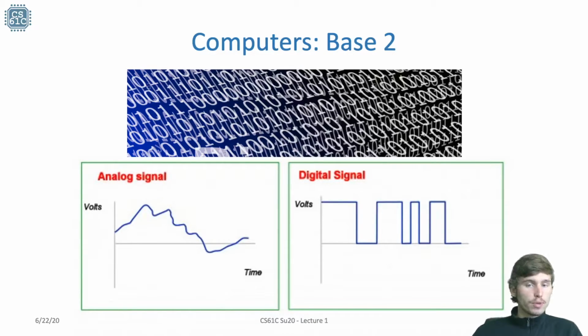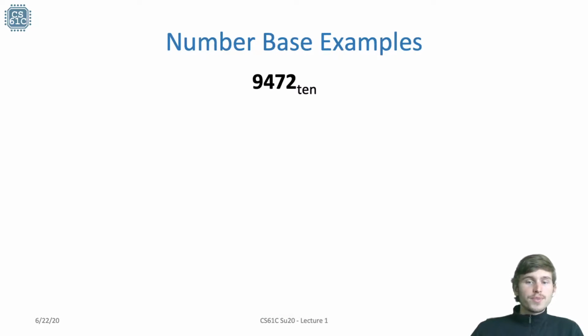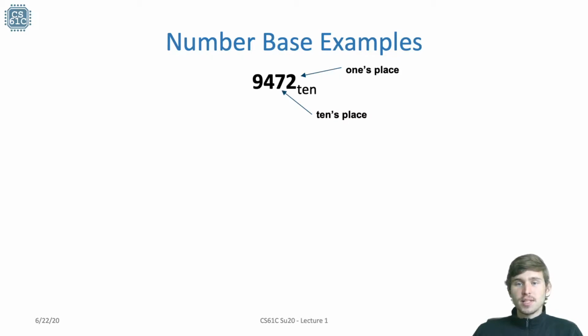But how do we interpret and understand numbers in different bases? Really, you already know the formula for evaluating numbers even if you don't realize it yet. If I showed you this base 10 number, 9,472, you would tell me that the 2 is in the 1's place, the 7 is in the 10's place, the 4 is in the 100's place, and the 9 is in the 1000's place.